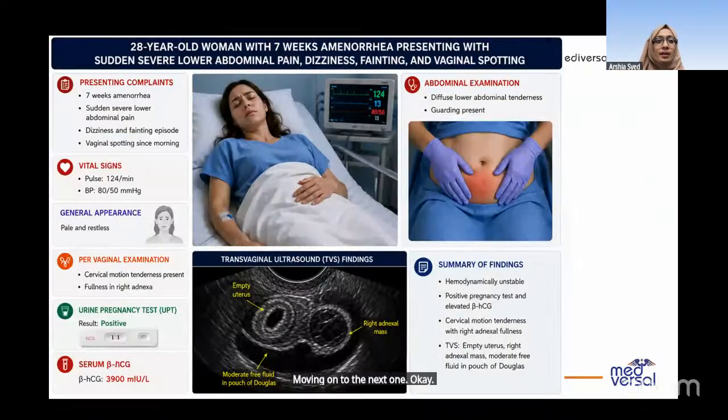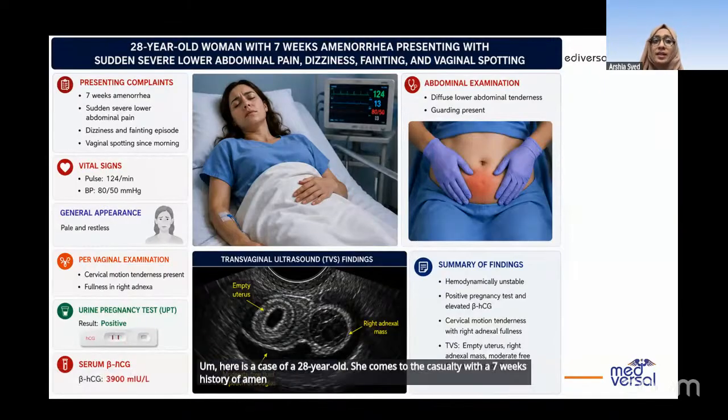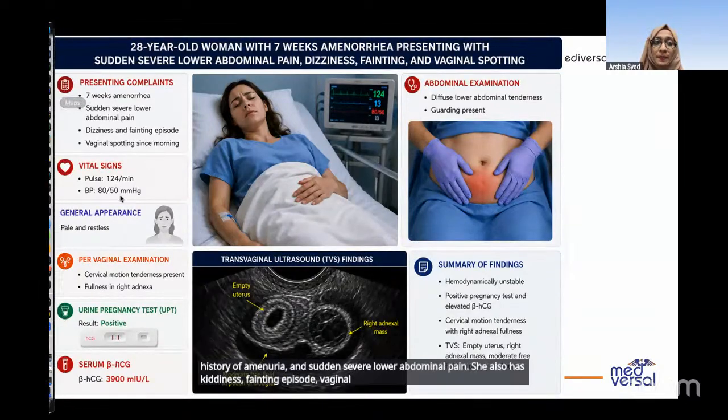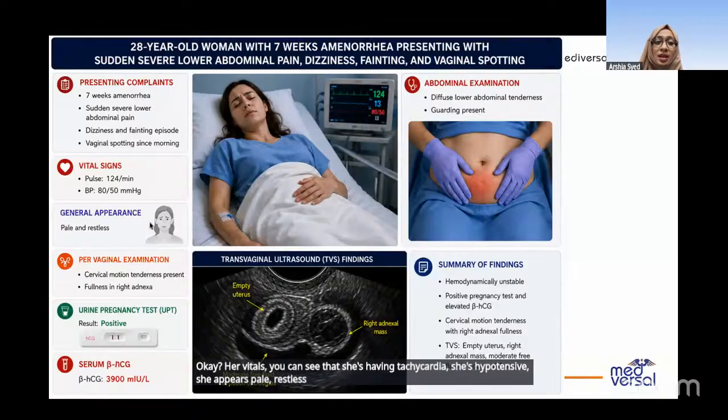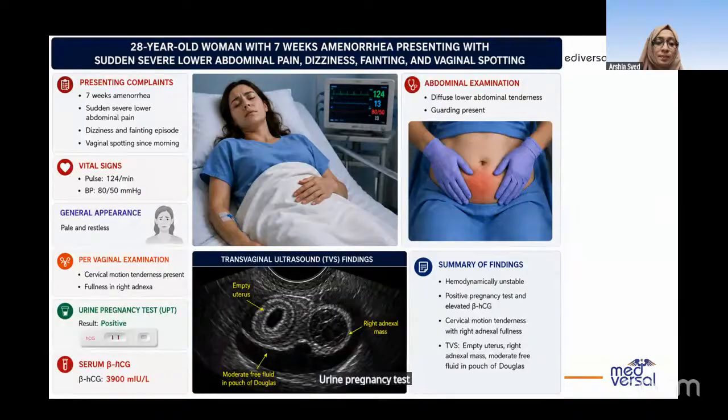Here is a case of a 28-year-old. She comes to the casualty with a 7 weeks history of amenorrhea and sudden severe lower abdominal pain. She also has giddiness, fainting episode, and vaginal spotting since morning. Her vitals show that she's having tachycardia, she's hypotensive, she appears pale and restless. Per vaginal examination shows cervical motion tenderness, and you can feel a fullness in the right fornix. Urine pregnancy test has come as positive.